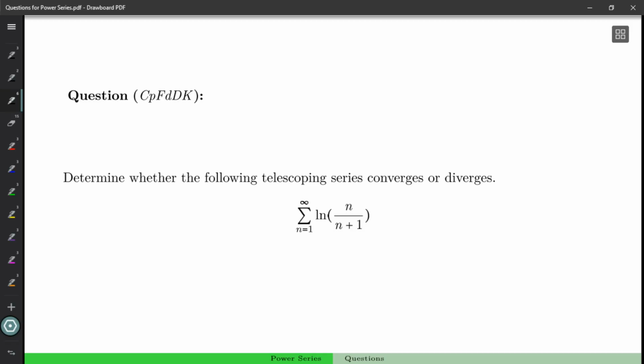Determine whether the following telescoping series converges or diverges. So they're giving us a hint as to an approach to use for convergence or divergence. They're telling us the series is telescoping, so the sequence we're adding up, ln of n over n plus 1, must be telescoping. So what does that mean?